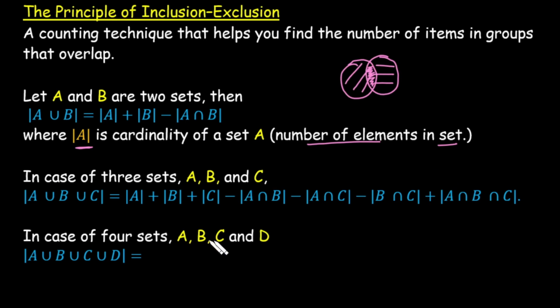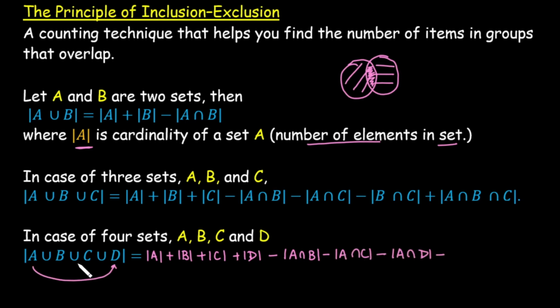Similarly, we can write this formula for four sets. Suppose you need to calculate the union of four sets A, B, C, D. This is calculated as the number of elements in sets A, B, C and D, minus taking two sets at a time, that is A intersection B, negative of A intersection C, then A intersection D, negative of B intersection C, negative of B intersection D, then last is C intersection D.